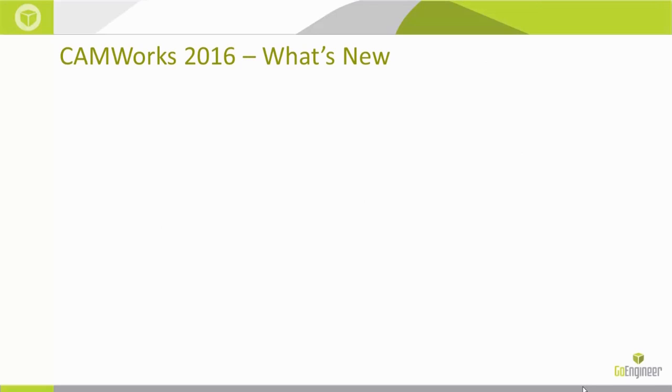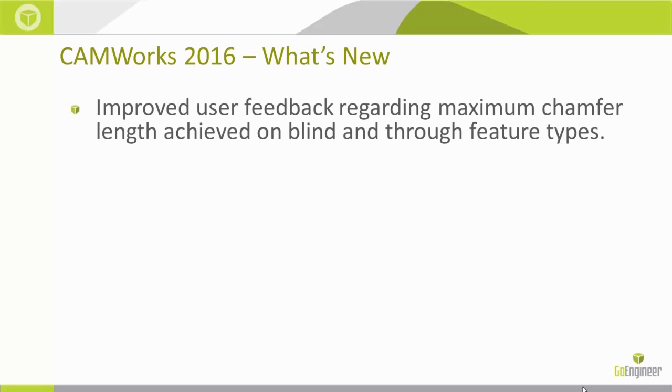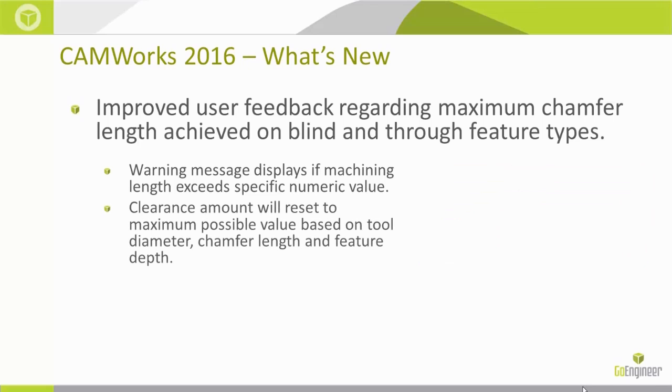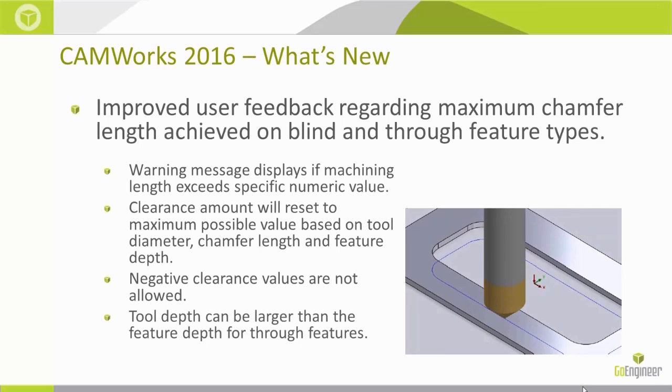CAMWorks 2016, what's new? It includes improved user feedback regarding maximum chamfer length achieved on blind and through feature types. A warning message displays if machining length exceeds a specific numeric value. Clearance amount will reset to the maximum possible value based on tool diameter, chamfer length, and feature depth. Negative clearance values are not allowed. Tool depth can be larger than the feature depth for through features.